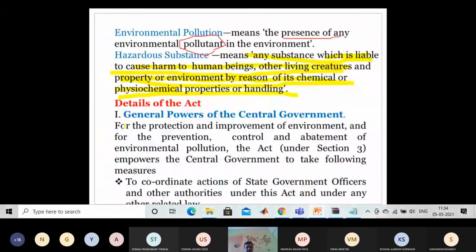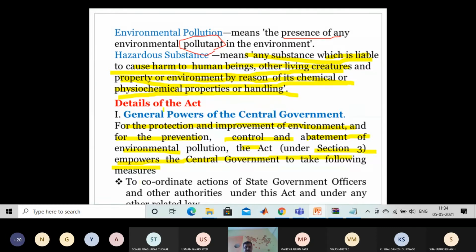Duties of the central government for the protection and improvement of environment, for the prevention, control and abatement of environmental pollution. The act under section 3 empowers the central government to take the following measures. If the measures are not followed by the authority or the particular industry, then the government can implement or charge penalties against them.